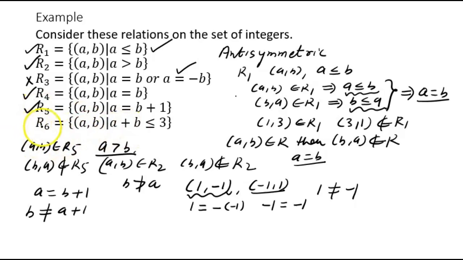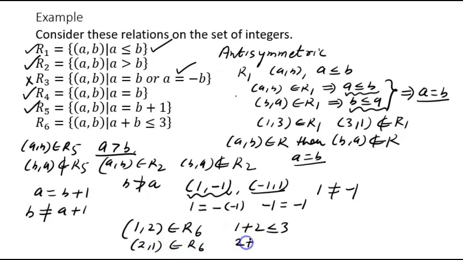And what about R6, whether it is antisymmetric? It is not antisymmetric. Why? Because for example, I take an element like (1, 2). So (1, 2) belongs to R6 because 1 plus 2 is less than or equal to 3. And (2, 1) also belongs to R6 because 2 plus 1 is less than or equal to 3. But if both of them are in the relation, then they should be equal. But here we note that 1 and 2 are not equal. So R6 is also not antisymmetric. So R1, R2, R4 and R5 are antisymmetric, but R6 and R3 are not antisymmetric.